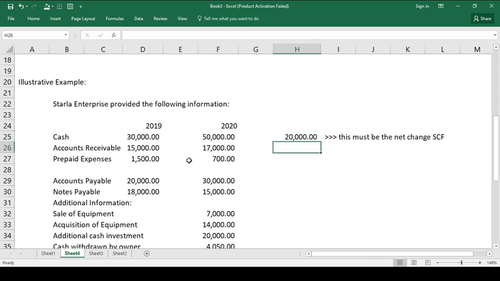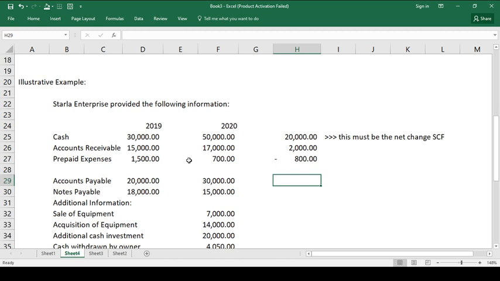Okay. Then we have the accounts receivable, which is also a current asset. Kunin na lang po din natin agad yung increase or decrease. Based on the problem, there is an increase because from 15,000 naging 17,000 siya. And then a prepaid expense from 1,500 naging 700 na lang. So there is a decrease.